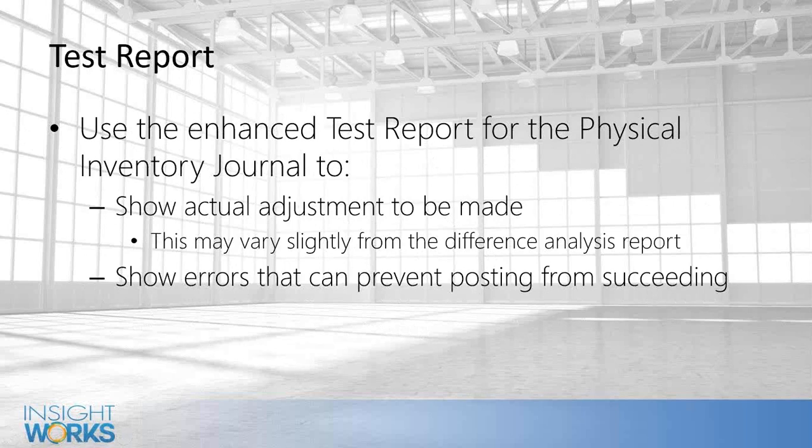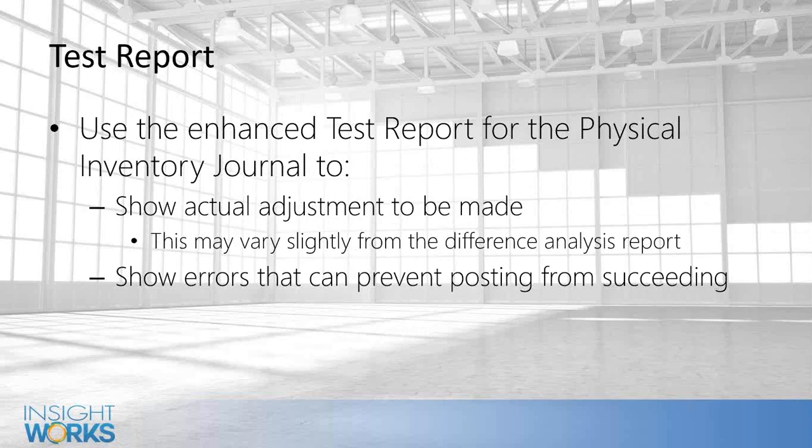So once I've copied everything to the journal, what I would do is run the copy journals function, and it'll move everything over to the journals. I can then use the test report on the physical inventory journal to validate that there's no problems with that particular count.